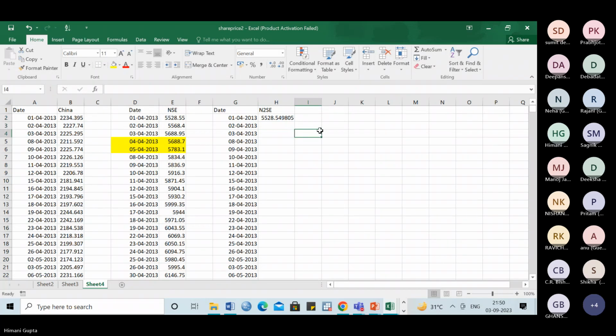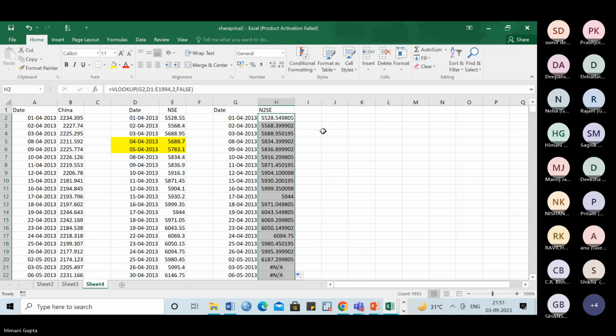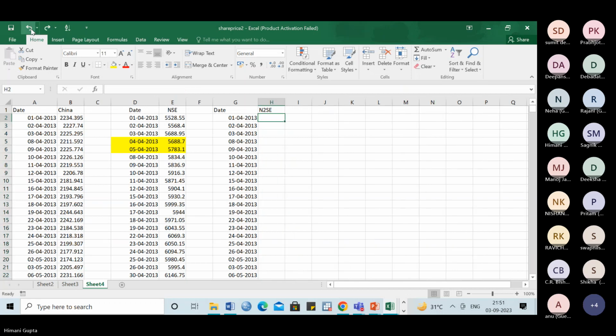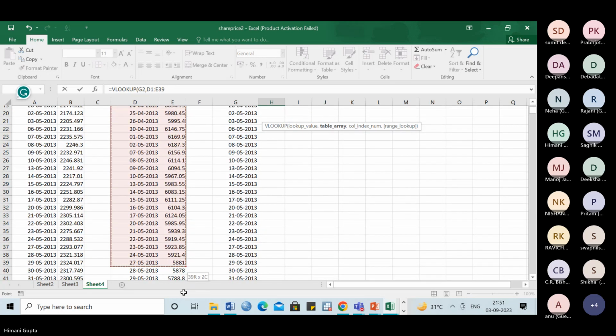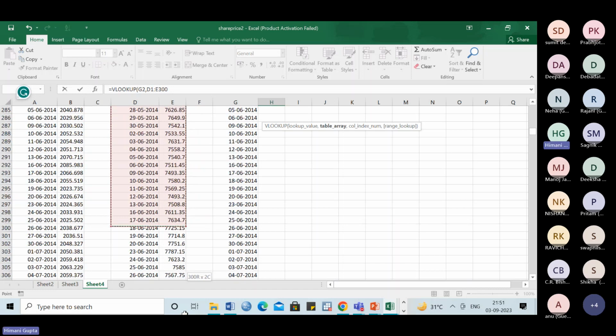Done? Everyone got the value? Ma'am, could you please show it again? Yes. Let me do it again. Now just put equals to and then VLOOKUP. First is this cell. You will instruct that I want this G2, and you have to look this cell up from this data. So I'll select all the data from where Excel has to search.